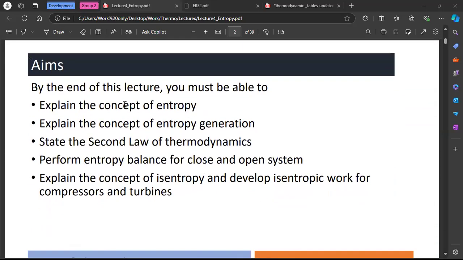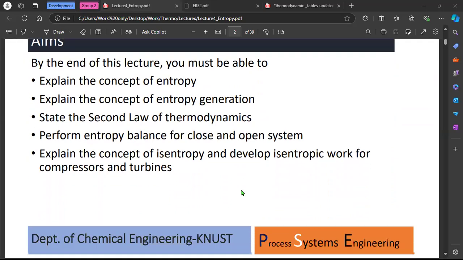So when we are done with this, we want to be able to explain the concept of entropy, how entropy is generated, the second law of thermodynamics, entropy balance for closed and open systems, and then the concept of isentropy, and then developing isentropic work for compressors and turbines.